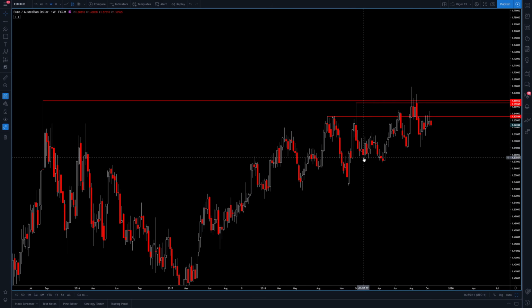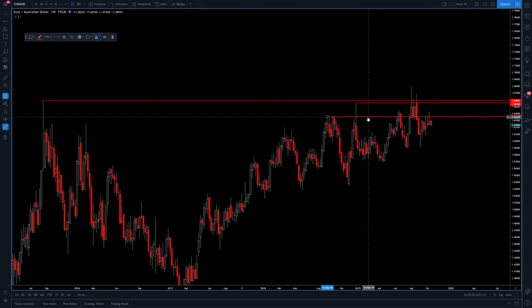And of course you want to combine these swing failures with things like big levels, because that just increases the effectiveness of it. So yeah, that's a nice big weekly swing failure.